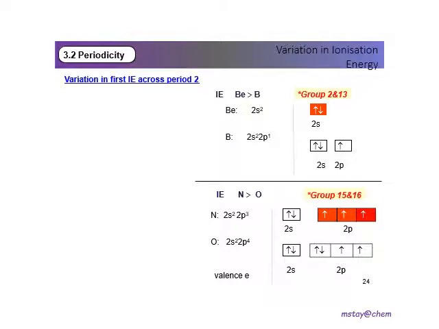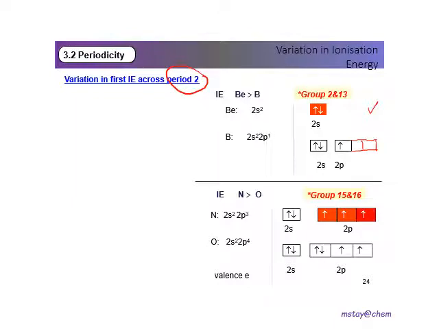So after we notice the anomalous cases, we need to do some explanation. Here we only focus on period 2 because the trends for period 2 and period 3 are similar. Then we can focus on the electron configuration. For beryllium, the valence electron configuration is 2s2, while for boron it is 2s2 2p1. Just a remark here, we prefer to draw the 2p orbital instead of 1.